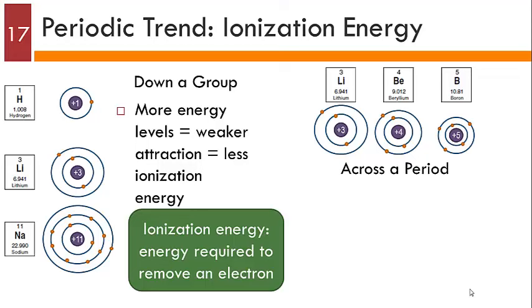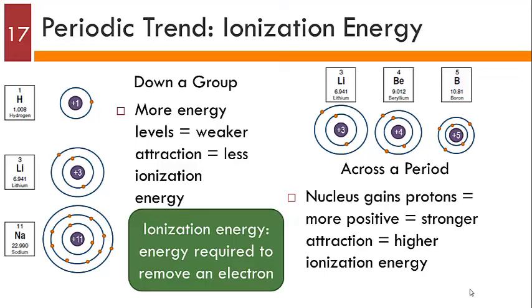So as I go down a group, I get more energy levels, so that attraction is weaker. Those electrons are farther and farther away from the nucleus, so I need less ionization energy. Across the period, however, that nucleus is gaining protons and it's becoming more positive. So that attraction is stronger and I would need more ionization energy to pull off an electron.